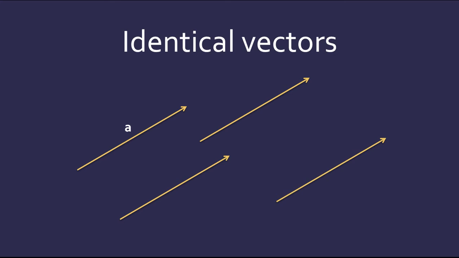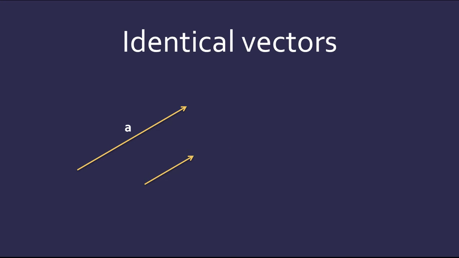Drawing vectors as an arrow with a certain size and in a certain direction leads on to the notion that if another arrow has the same size and points in the same direction, it must be identical. For example, vector A here is identical to this vector, and this vector. They are identical, so each is really the same as the original vector A. However, this vector, although it points in the same direction, is not of the same magnitude, so is not identical to vector A. Similarly, this vector has the same size as vector A, but points in a different direction, so it isn't identical to vector A either.